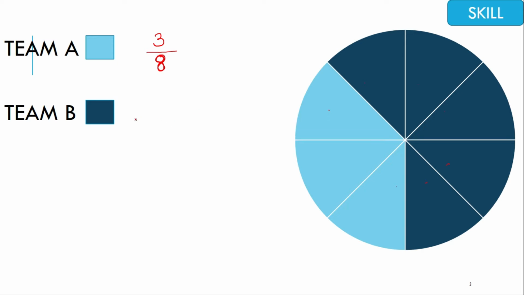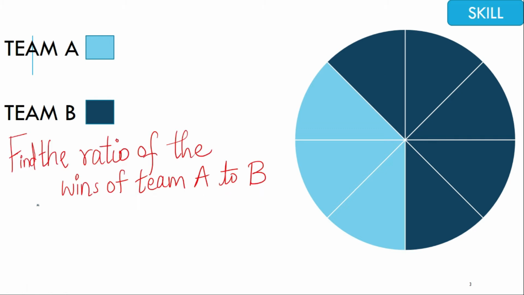So if you're asked to find the wins by team B, again the total is out of 8. You have 1, 2, 3, 4, 5. So you say 5 out of 8 is the fraction of wins that team B has achieved. Now always remember the total of these two fractions should be 1. You can see that 3 over 8 plus 5 over 8 gives you 8 over 8, which is equal to 1.